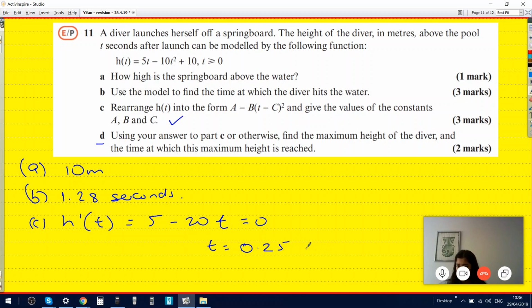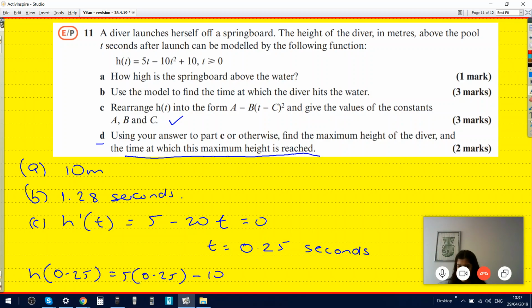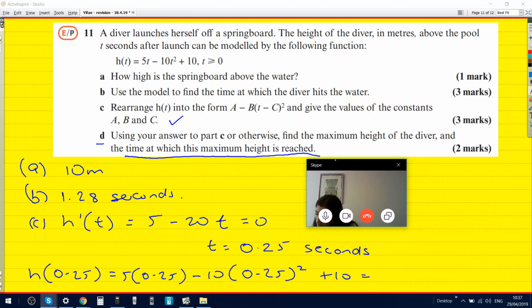Is that full marks? It doesn't have a find. No, but we haven't found the maximum height. So we found the time at which the maximum is reached. Oh, so you put that back into the normal one? Yep. So 5 times 0.25 minus 10 times 0.25 squared plus 10 equals 10.625 meters. Yes.